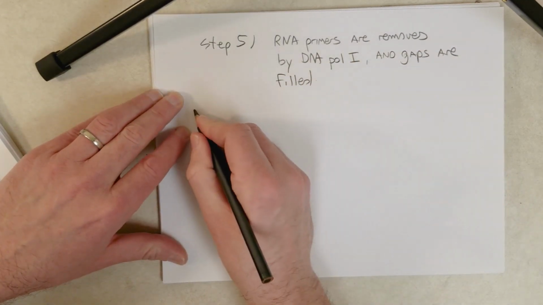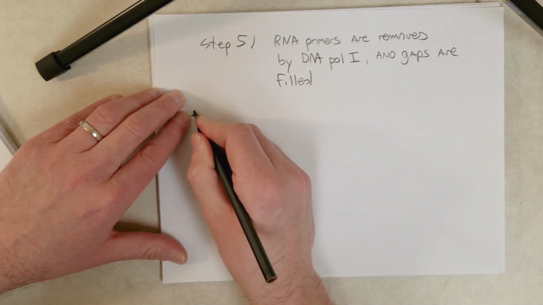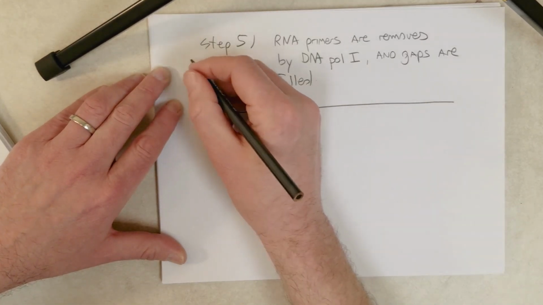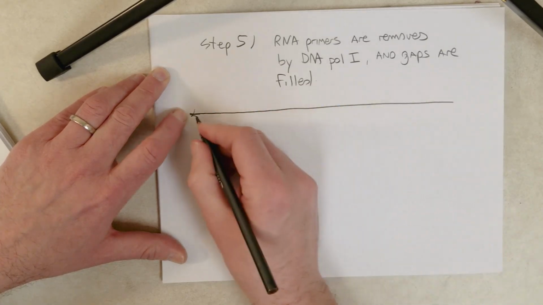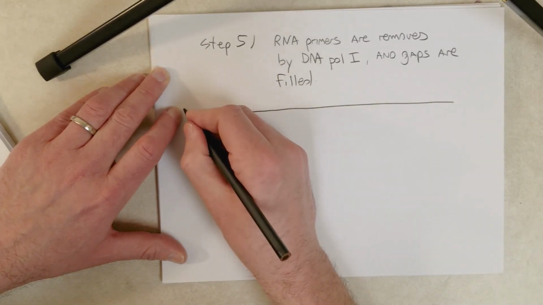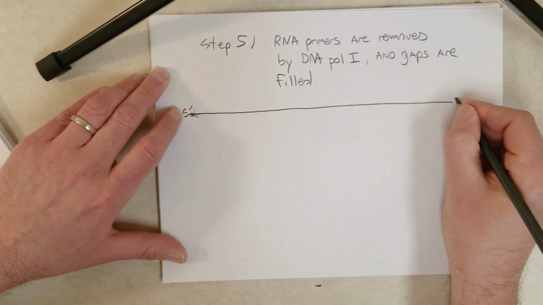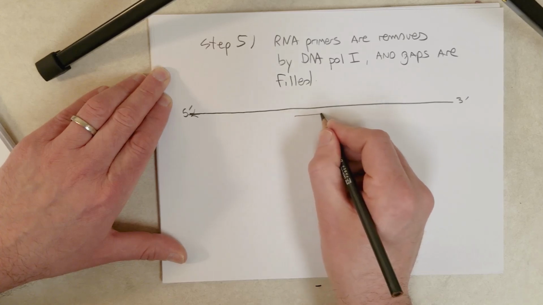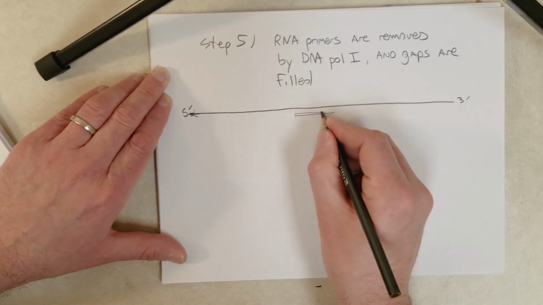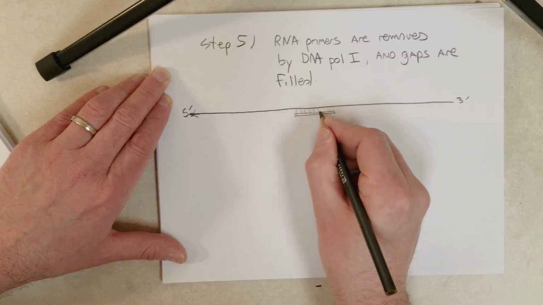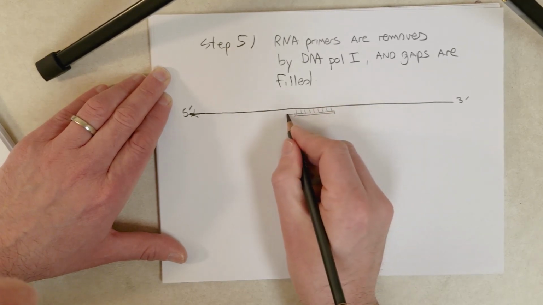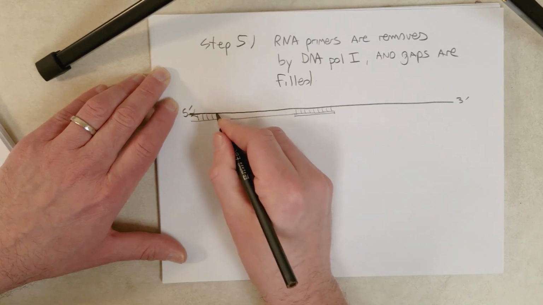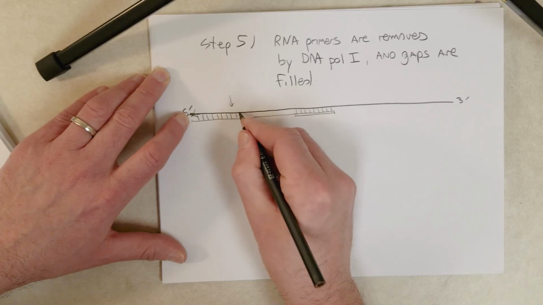Okay, so let's say this is the lagging strand template. Now in the previous diagram I had it at an angle, but I'm just going to diagram it as a horizontal line right here. Say this was the 5' end of the template, this was the 3' end, and let's say this is an RNA primer right here, and let's say DNA polymerase III had already extended that primer, and this segment of the chromosome has already been replicated.